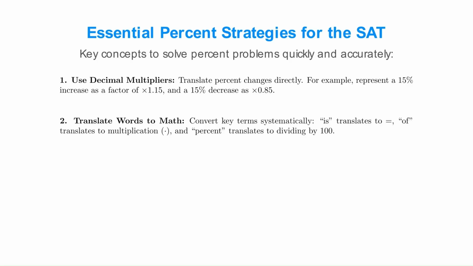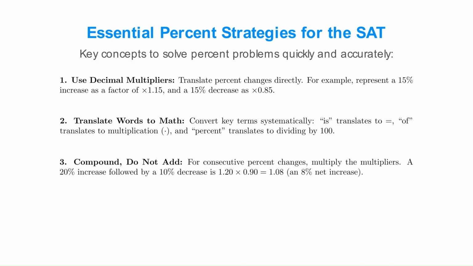Second, learn to translate word problems directly into mathematical expressions. When reading percent questions, you can systematically convert key terms. Treat the word "is" as an equals sign, the word "of" as multiplication, and the word "percent" as division by 100. This direct translation provides a clear, reliable path from the text of the problem straight to a solvable equation.